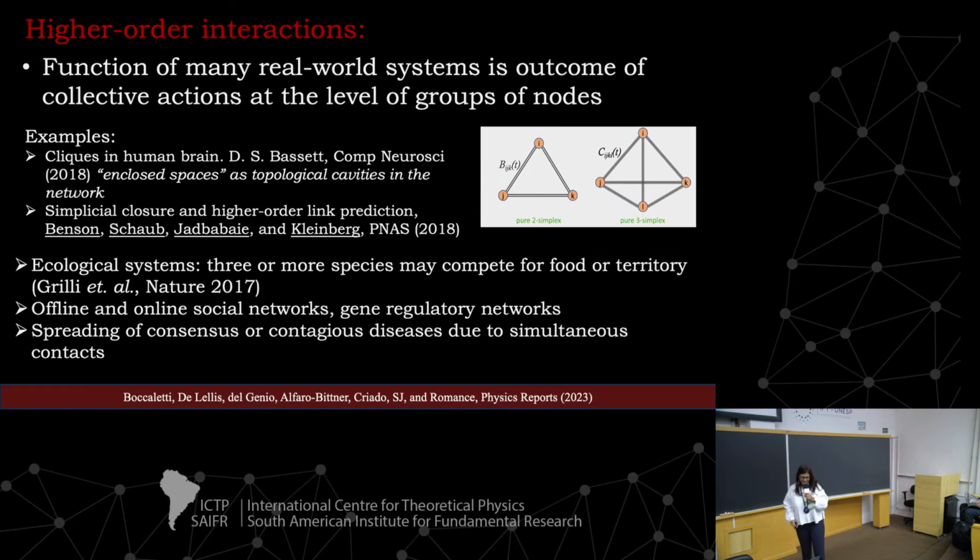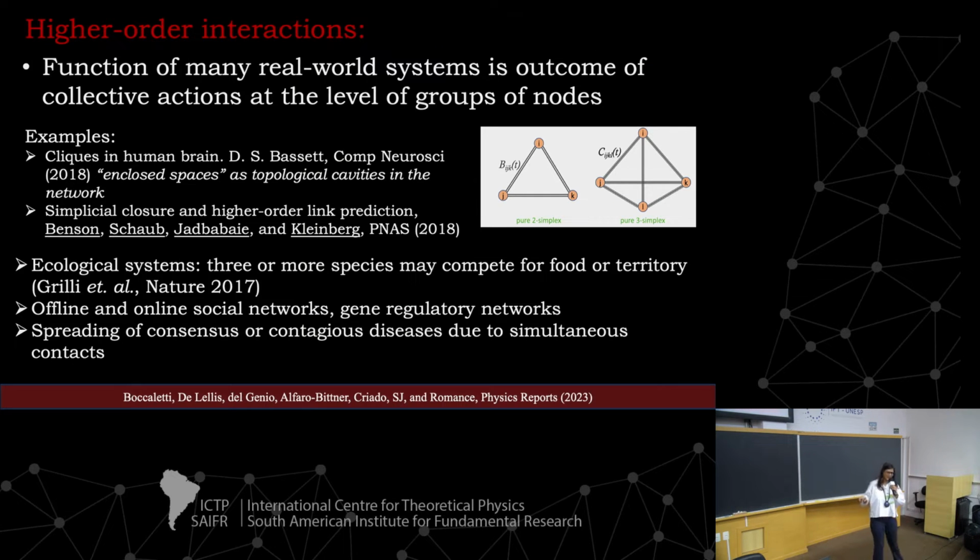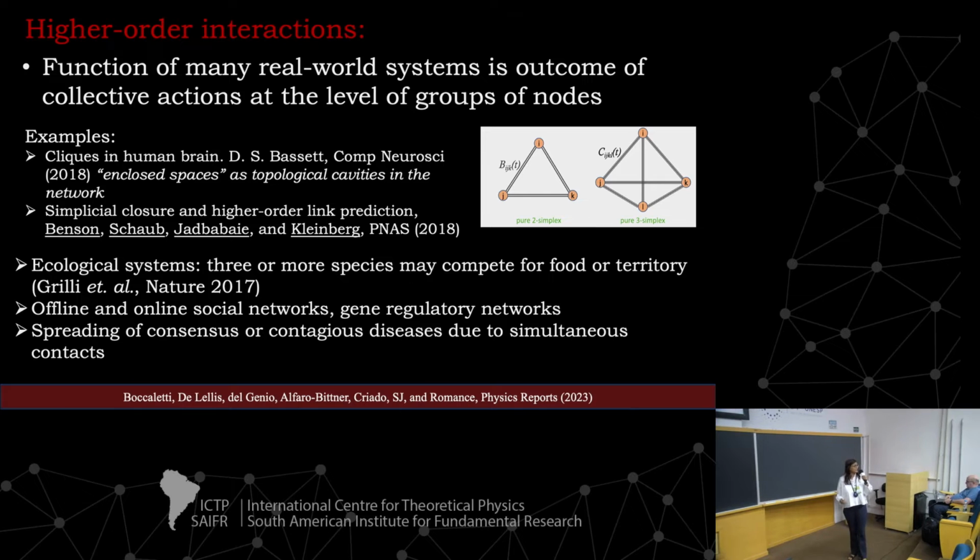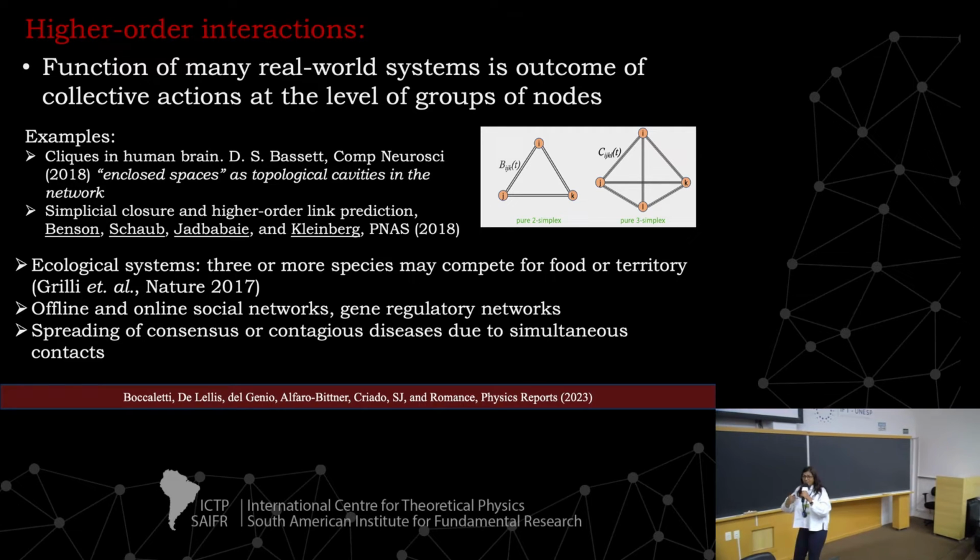And it has been realized in several places. The last three to four years have seen a spurt in the activities of higher order interactions. It has been shown that in the human brain you have enclosed cavities, which play a very important role in information transmission. Then you have empirical papers using real data where they have shown higher order link prediction. In ecological systems, you have more than two species.